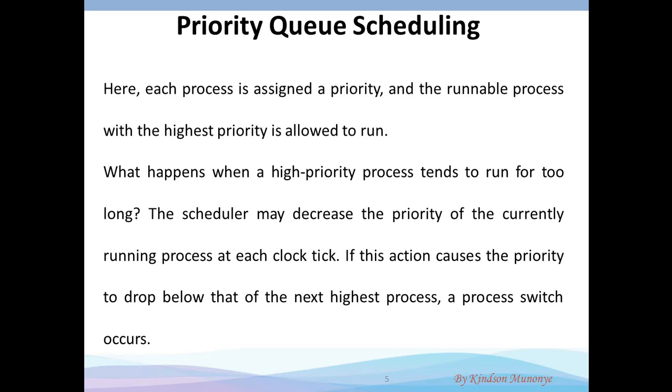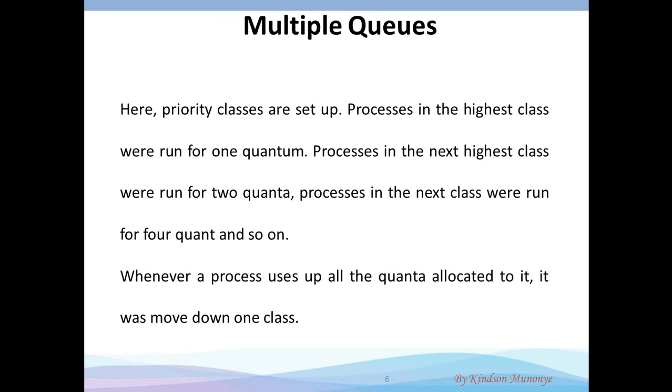Let's look at the next one, priority queue scheduling. Here each runnable process is assigned a priority. Runnable also means ready. The process with the highest priority is allowed to run, and then the next process with a lower priority, down to the lowest priority. But this might be a problem, because what if the process with the higher priority runs for a very long time? The scheduler handles it this way: for each clock pulse, the priority of the running process drops. It keeps dropping until it falls below a certain minimum, and then a process switch occurs and the next process continues to run.